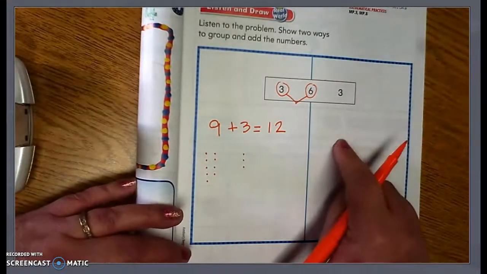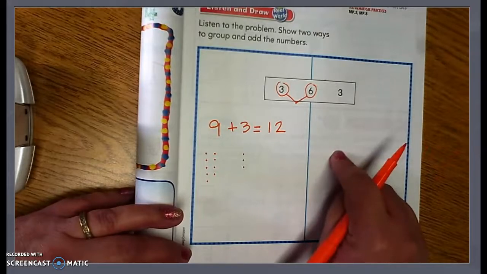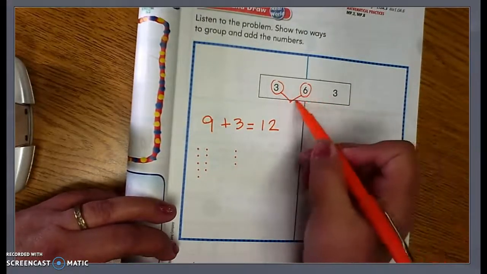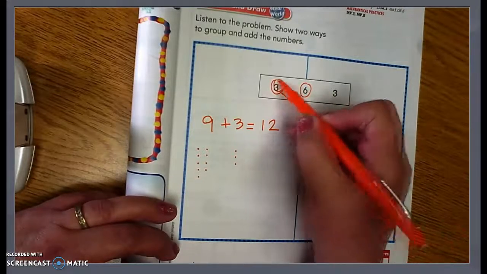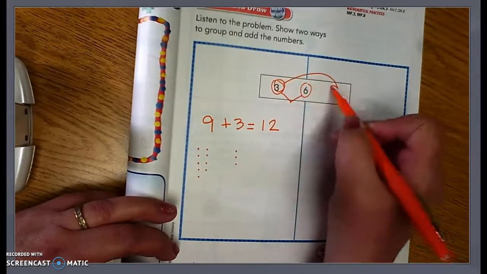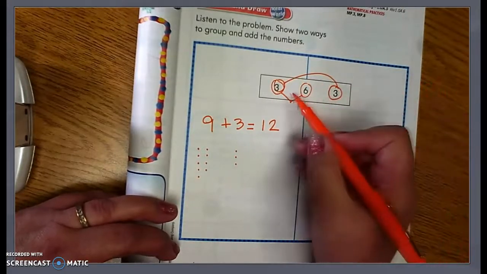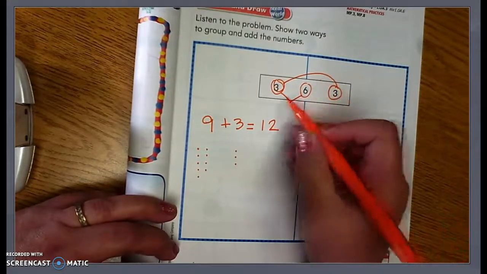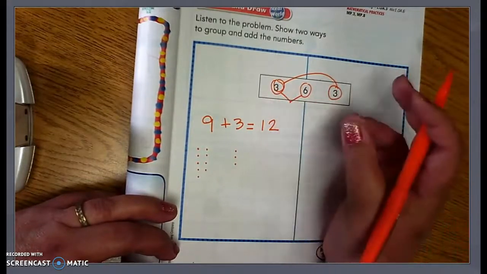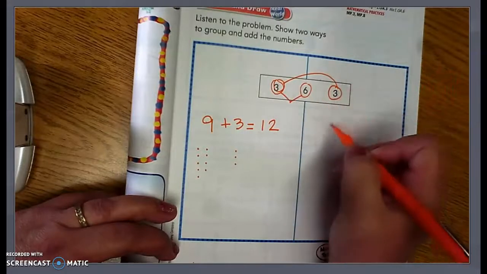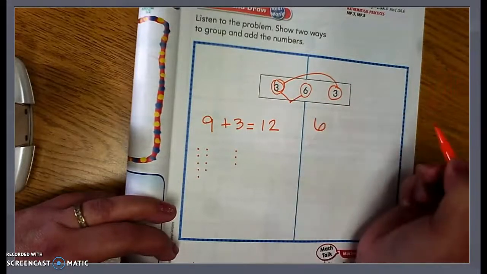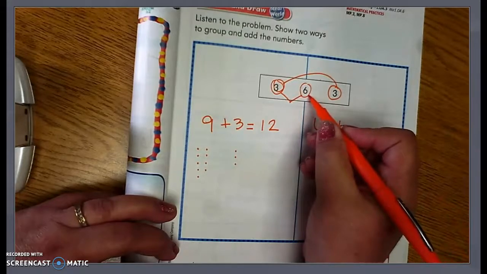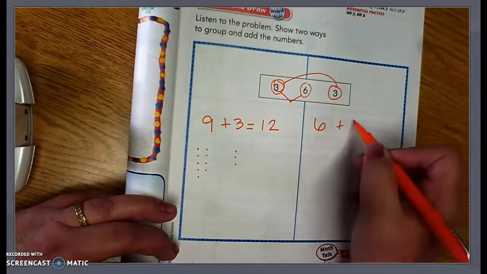Now, I want you to show me another way that you can group these together to find the answer. So instead of using the 3 plus 6, why don't we use 3 plus 3? So let's add 3 plus 3. So I'm going to add 3 plus 3 is what? So 3, 4, 5, 6. So 3 plus 3 equals 6. Plus, we still have this 6 that we need to add. So 6 plus 6.